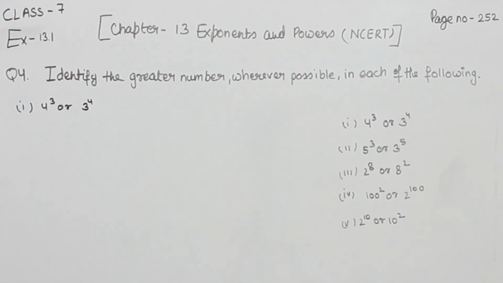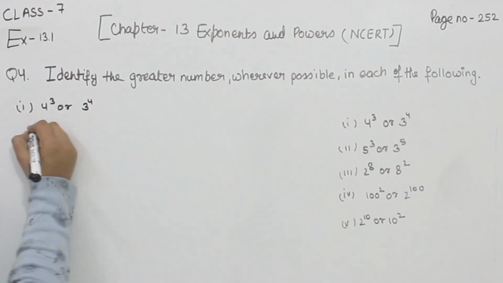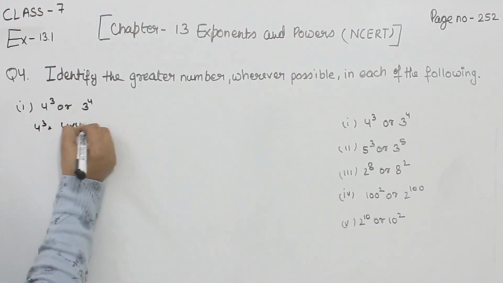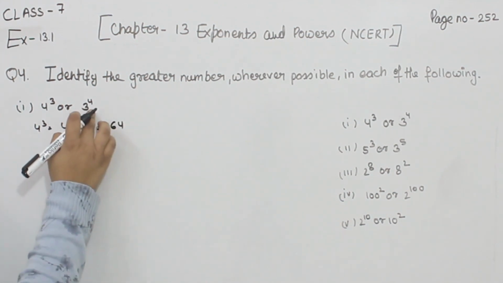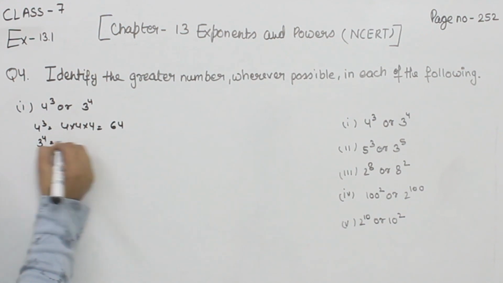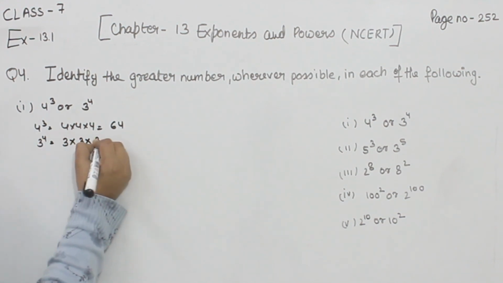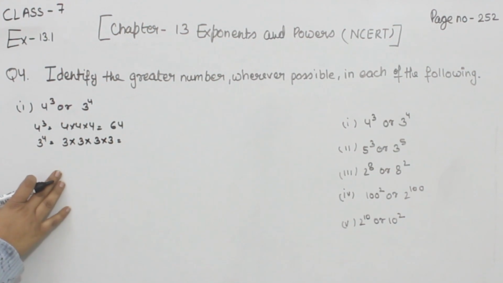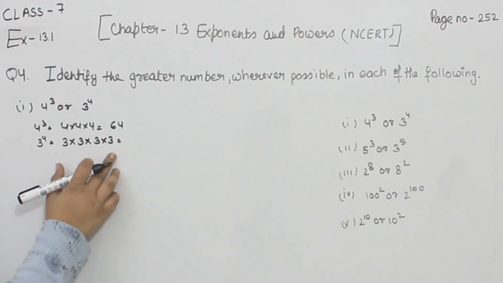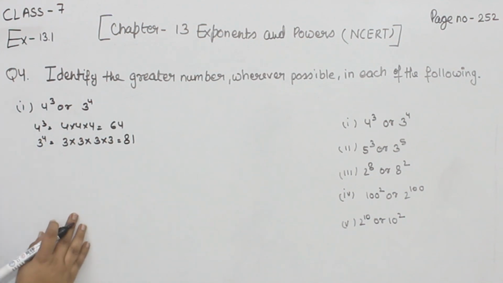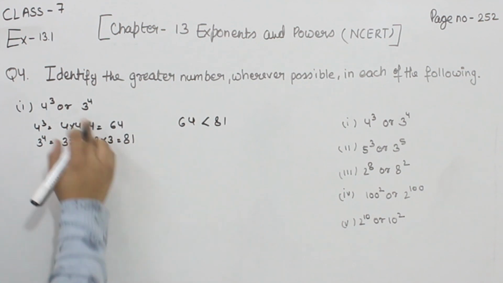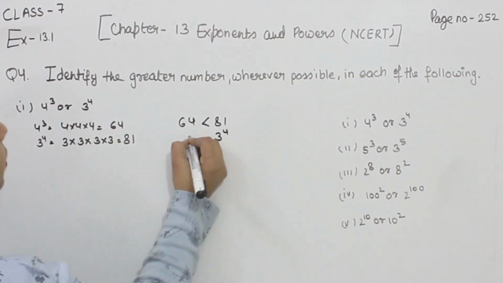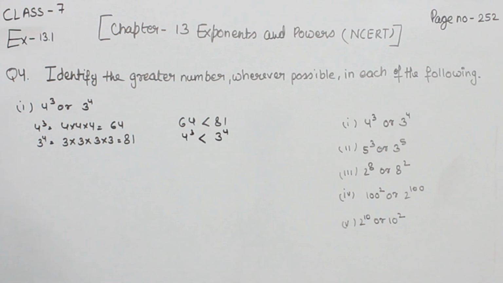Then we'll find which is the greater number. So 4 to the power 3 means 4 multiplied by itself 3 times. 4 4s are 16, 16 4s are 64. So 3 to the power 4 means 3 is multiplied by itself 4 times. So 3 3s are 9 and 3 3s are 9. 9 9s are 81. So in this one, 81 is the greater one and 81 is representing 3 to the power 4. So 3 to the power 4 is the greater one.